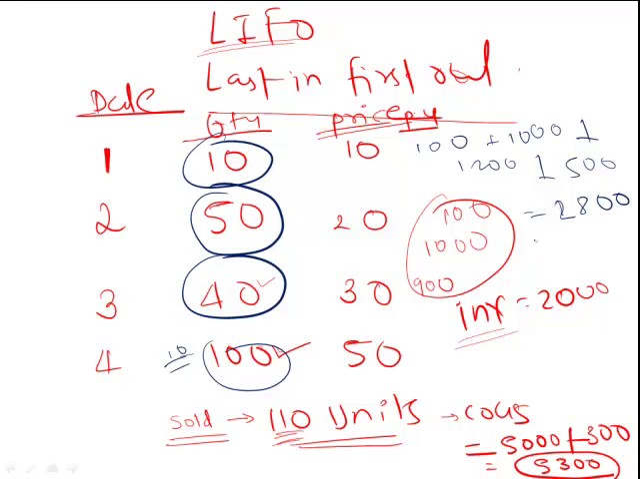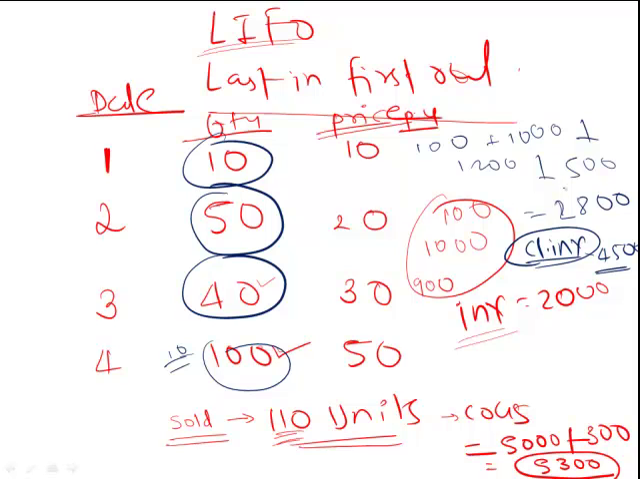And what is the amount of closing inventory left with me? Since I have sold all of these and I have sold 10 from here, I am left with 90 here. So 90 into 50, 4500. So closing inventory is 4500. This is your FIFO, first in, first out.